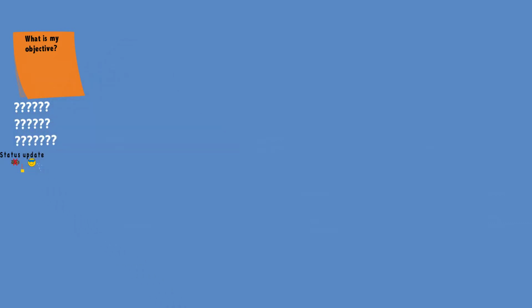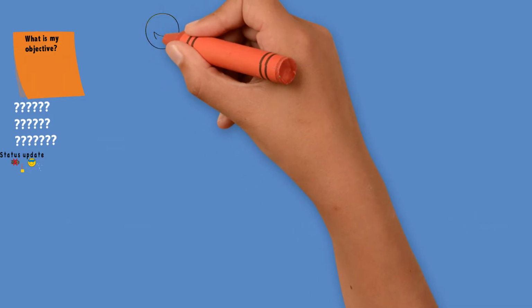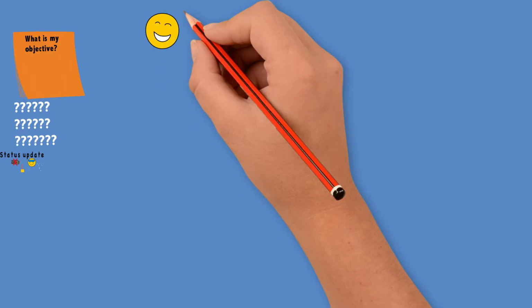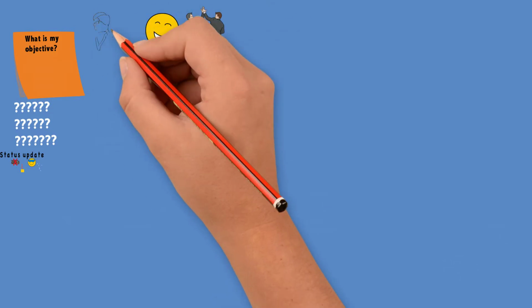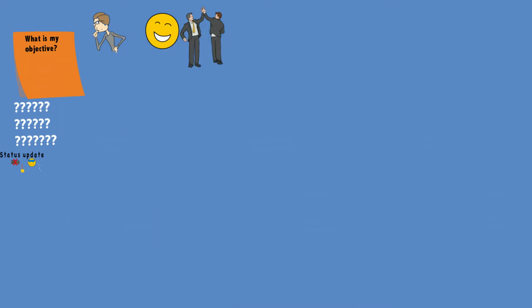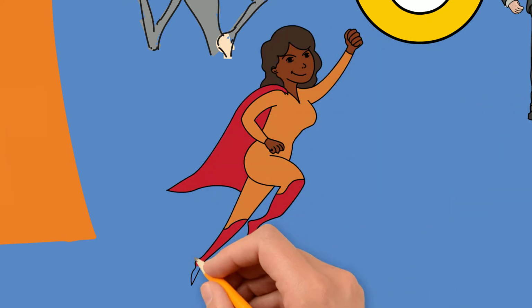An easy way to discover your objective is to ask yourself 3 questions. Number 1, what emotions do I want my audience to experience during and after my presentation? Number 2, what do I want them to be thinking during it and after it? And number 3, what actions do I want them to take as a result of my presentation?